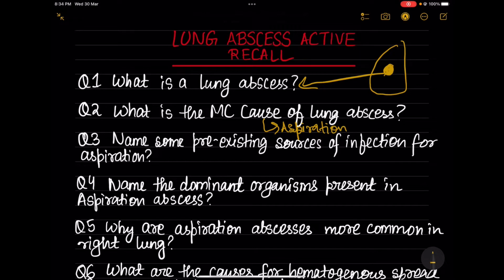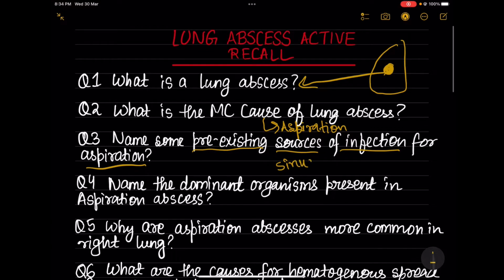Next question is some pre-existing sources of infection for aspiration. We said that the aspiration occurs from the oropharynx and the nasopharynx, so there should be some focus of infection in that area. It includes sinusitis, then we have dental caries, then sometimes gingivitis also. So these are the foci of infection which can be present in nasopharynx and oropharynx.